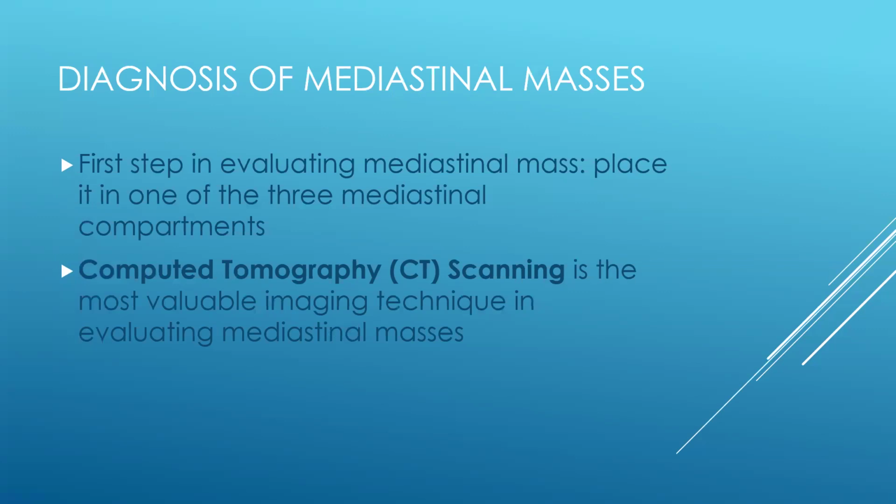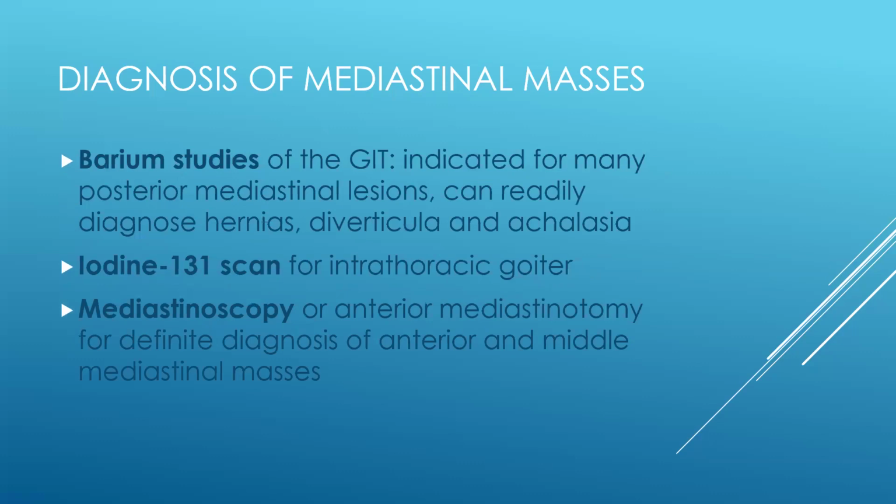So your CT scan, chest computed tomography scan, is the most valuable imaging technique in evaluating these mediastinal masses. Other diagnostic tests that we can request include your barium studies. So these are for your gastrointestinal lesions. So if you have hernias, diverticula, or achalasia, then barium studies would be the best diagnostic test to request. While your iodine 131 scan is requested if you're suspecting an intrathoracic goiter.